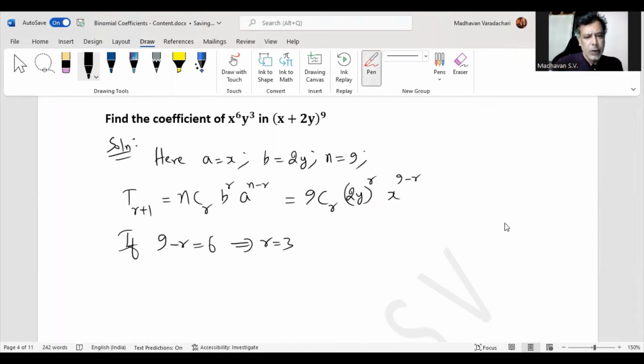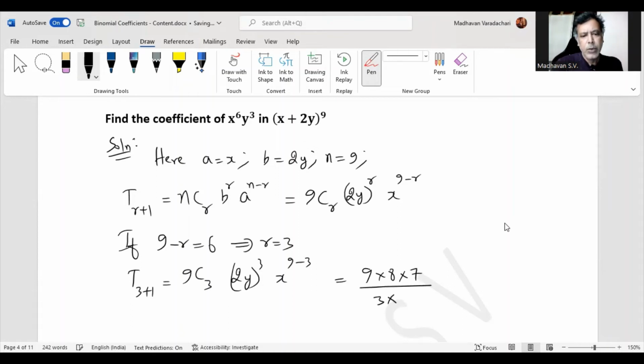So we get now T3 plus 1 will be 9C3, 2y to the power of 3, then x to the power of 9 minus 3, which is 9 into 8 into 7 divided by 3 into 2, times 2 cube is 8, and then y cube, and then this is x power 6.